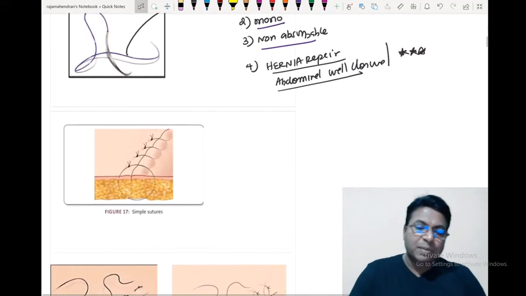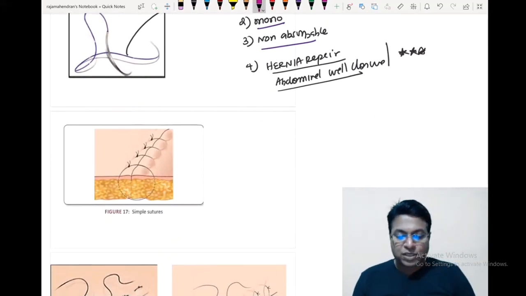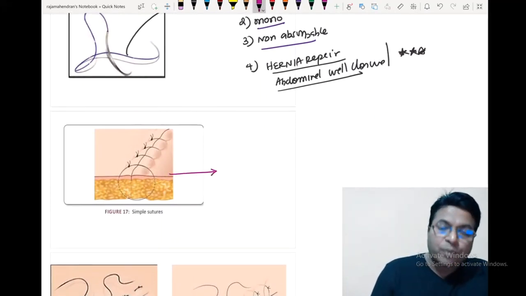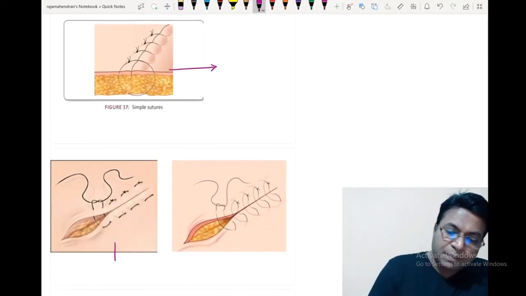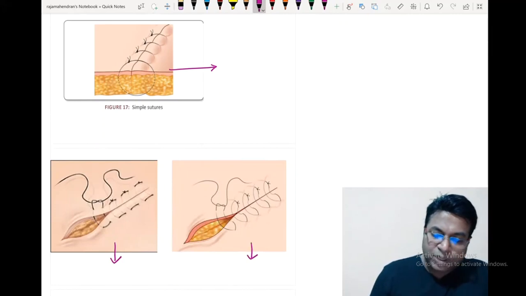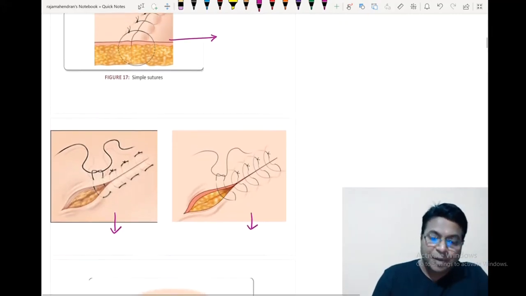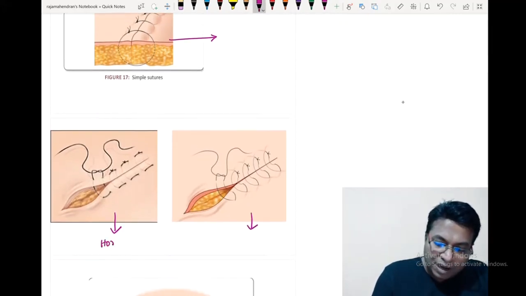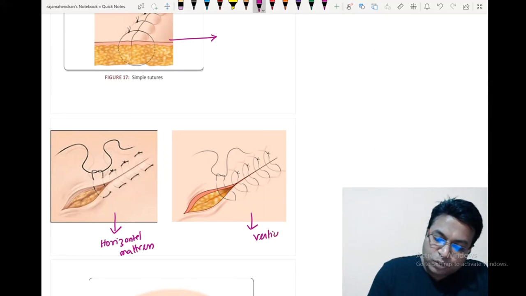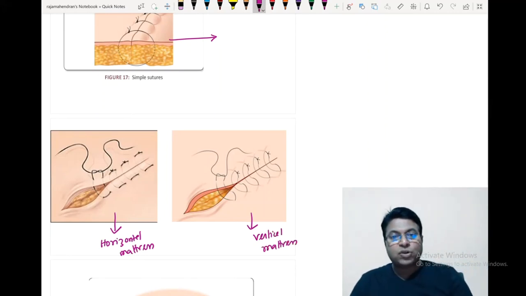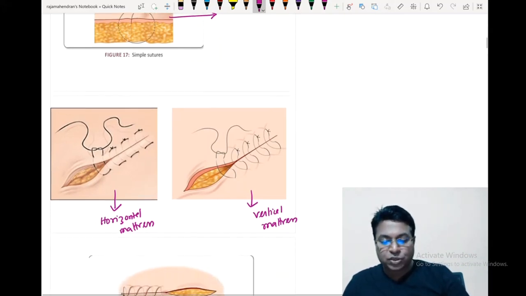Now I am showing you some image based questions directly based on sutures. This is a simple suture, showing simple knots. What is this suture? These are all direct image based questions, self-explanatory. This is a horizontal mattress suture. It is a vertical mattress suture. So vertical mattress, horizontal mattress, simple. All these are skin sutures shown here.